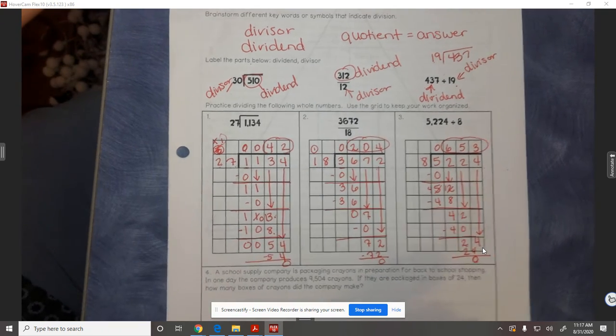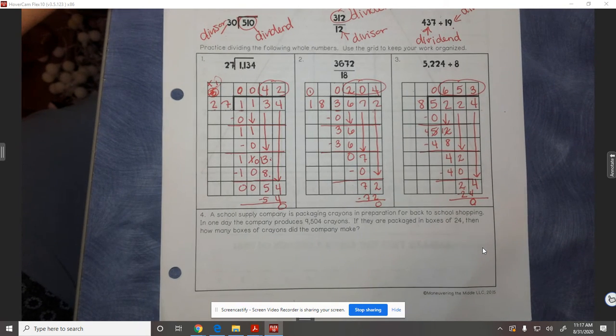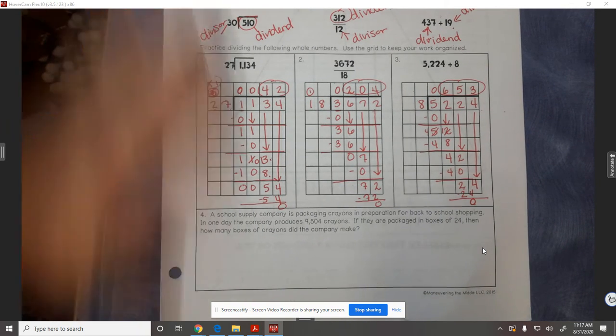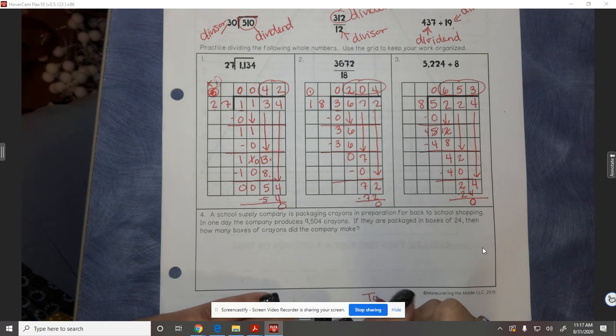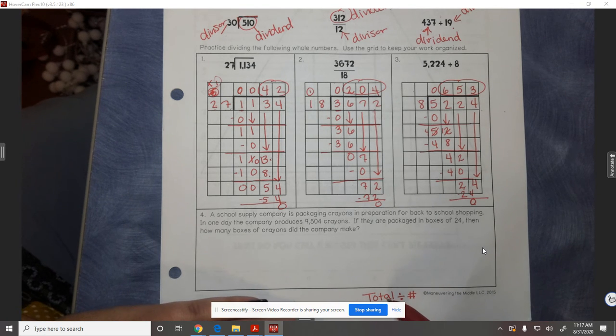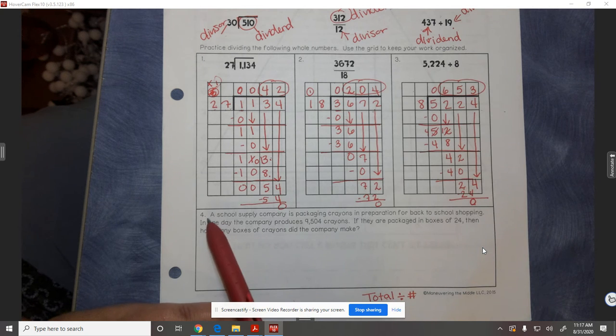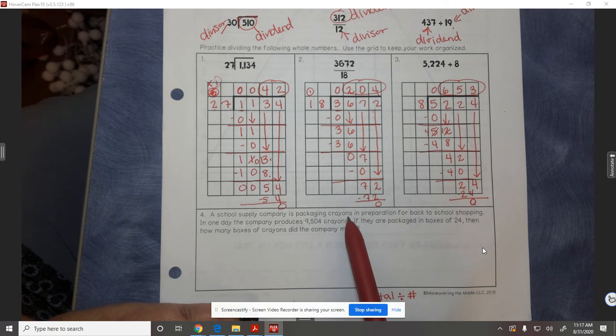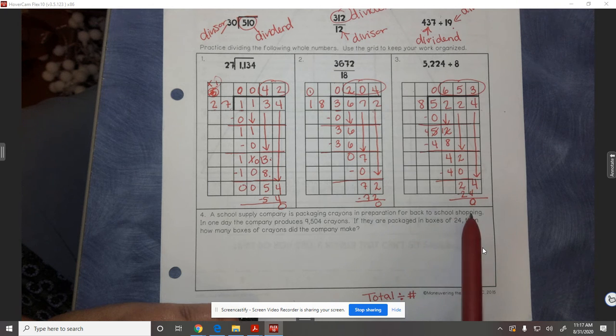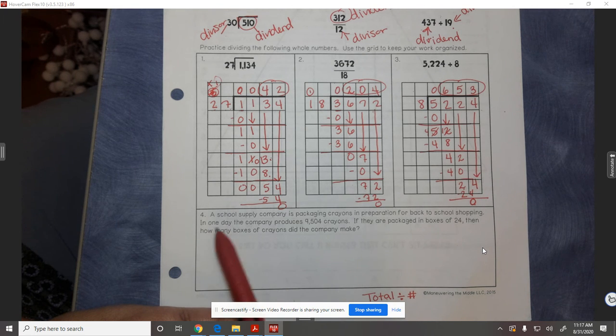Alright, down bottom, we have a word problem here. And the formula for a word problem with division is total divided by the number of pieces. Okay, so we're going to be looking for our total and the number of pieces. So it says a school supply company is packing crayons in preparation for back-to-school shopping. In one day, the company produces 9,504 crayons. If they are packaged in boxes of 24, then how many boxes of crayons did the company make?